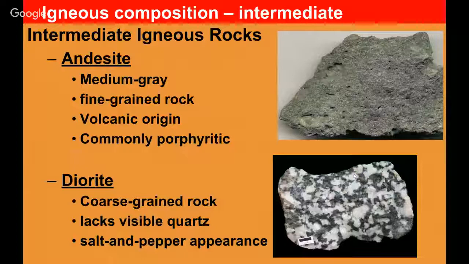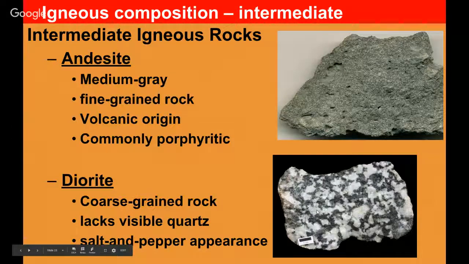So in terms of composition, we also have these intermediate rocks, the extrusive version being andesite, which is like a grayish looking rock. It's volcanic in origin, right? Sometimes it's porphyritic, and then it's intrusive, same composition, but the intrusive variation is known as diorite, and it looks like a Dalmatian. It's kind of a salt and pepper appearance, and it lacks visible quartz, and it's coarse grained for the diorite.